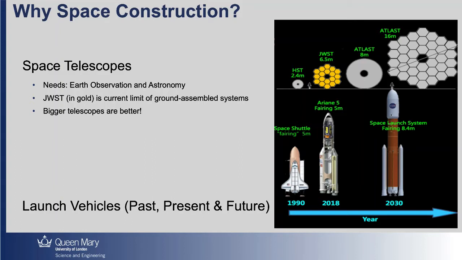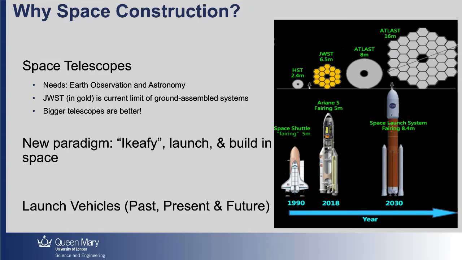We do want to build bigger telescopes because they offer better images, but we need a different paradigm, which involves packing it up and assembling it in space after launch. And that's what this new paradigm is about, IKEAification: launching and building in space. That's why we need space construction to achieve these large structures.